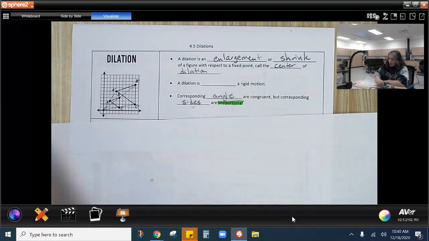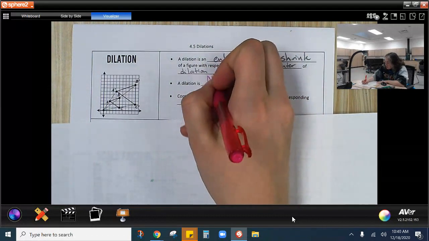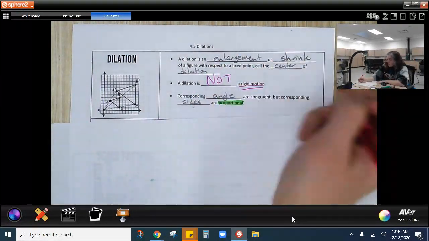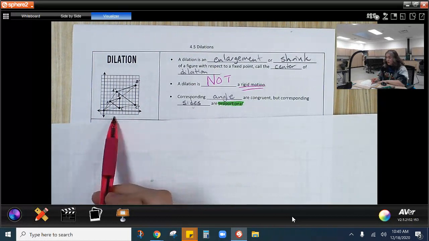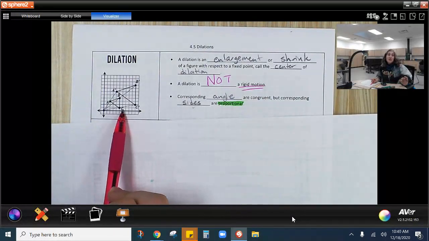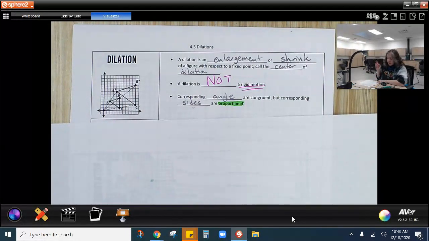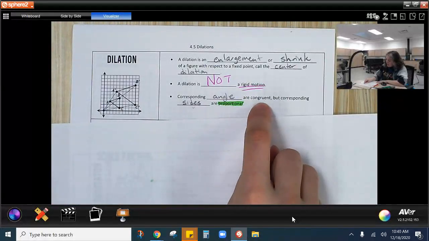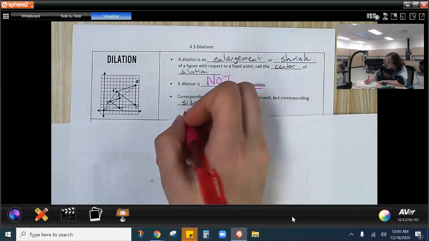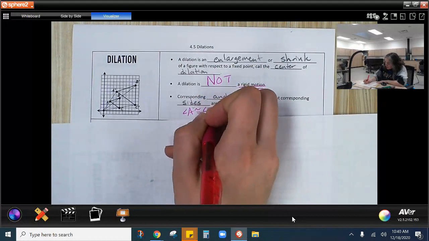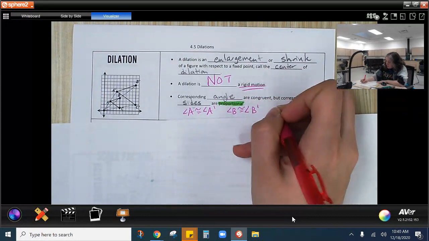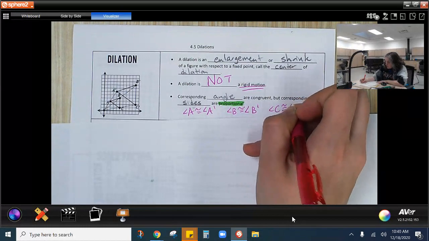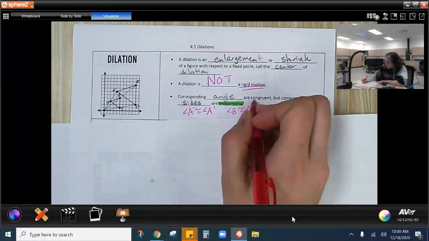And a dilation, put this in like bright pink, is not a rigid motion. Okay, that means that your pre-image and your image are not congruent. And looking at this, you can just see, right? You can see that triangle ABC is not congruent to triangle A prime, B prime, C prime. Now, what is congruent is the angles, all right? So that means that angle A is congruent to angle A prime. And angle B is congruent to angle B prime. And angle C is congruent to angle C prime. That is true. These are congruent.